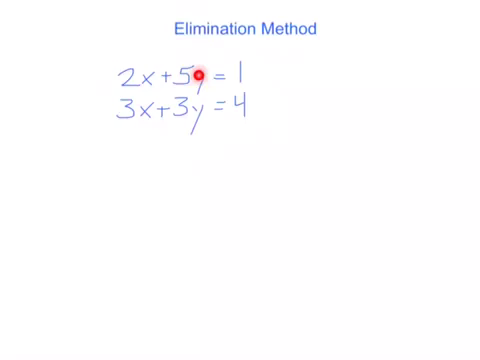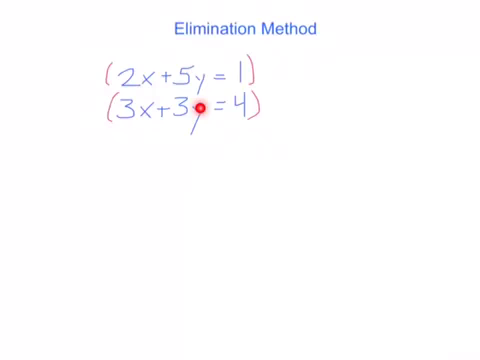Now, the easiest way to do this is to make either the x's opposites of each other or the y's opposites of each other, or have the x's or y's be the same number and then simply subtract or add them together. Since these are not the same or opposites of each other, what we need to do first is multiply both equations by a number so that either the x's or y's are opposites of each other.